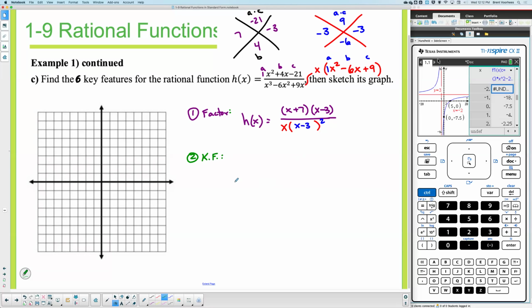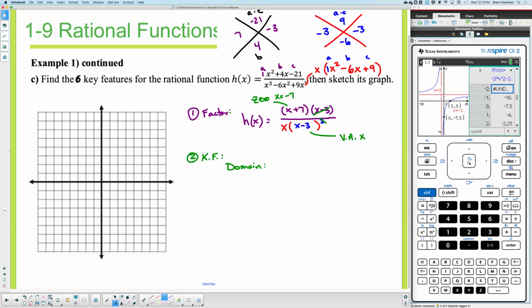Here's our key features. So we factored it. Now our key features, first, domain. Oh, you know what I haven't even done? I haven't even listed. Okay, what about x plus 7? What is that gonna become? Oh, that's a 0. Good. x equals -7. What about the x minus 3? This is gonna cancel out. But it only cancels. Now, if it cancels and there's still more, it's not a hole. It becomes a vertical asymptote because it still remains.